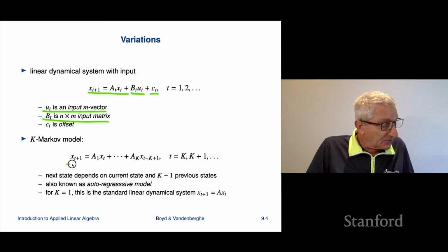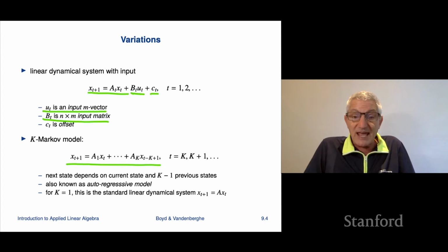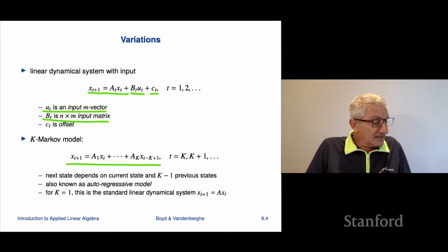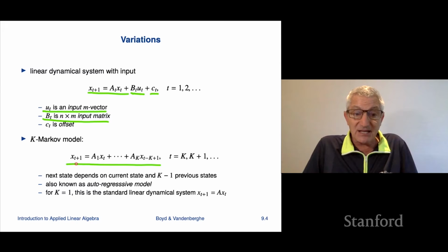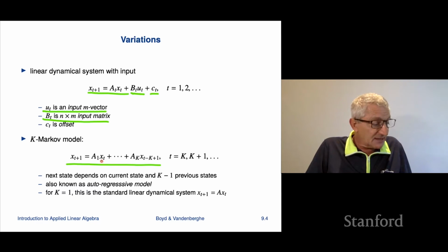Another common version is something like this. This is the so-called K-Markov model. And what it says is that the next state, that's xt plus 1, is actually a sum of contributions from the current state, the previous state, the previous state, and so on. And this goes back k steps.